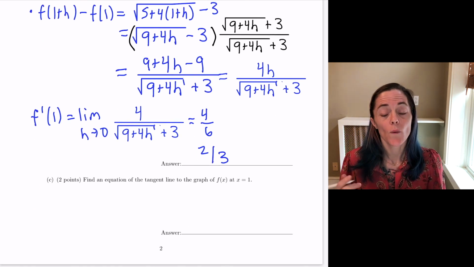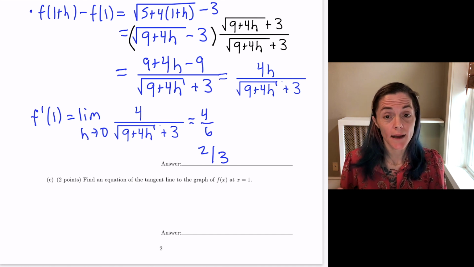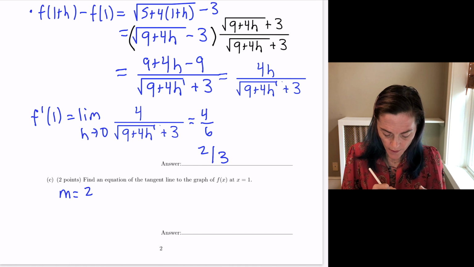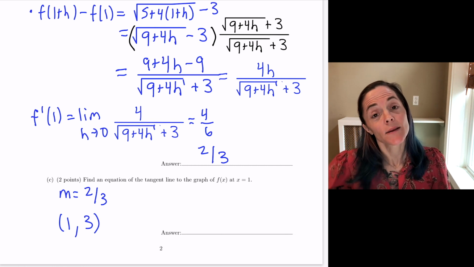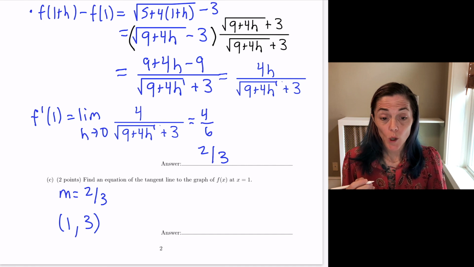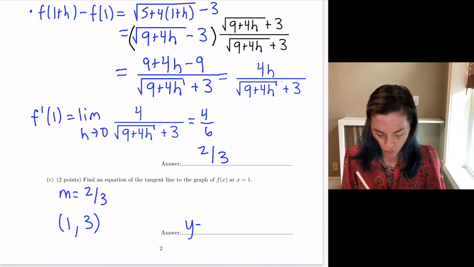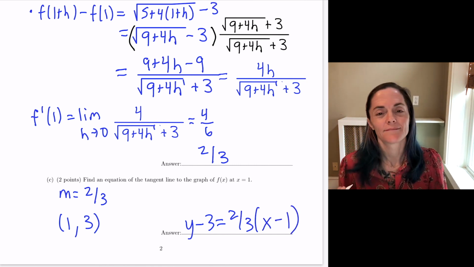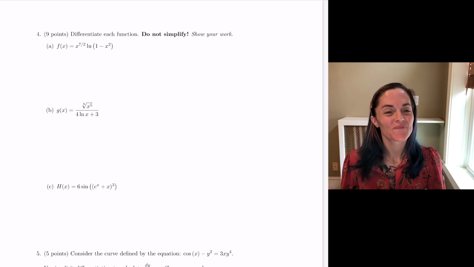Now, we want an equation of the tangent line at x equals 1. Well, we just calculated our slope, 2 over 3. The point will be (1, 3). That's the point that's on my graph and also on the tangent line. So my equation, y minus 3, is the slope times (x minus 1). Very nice.